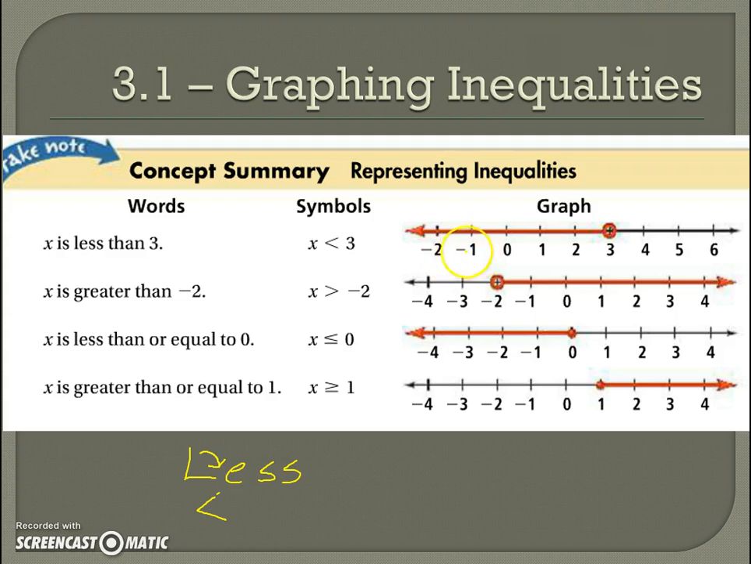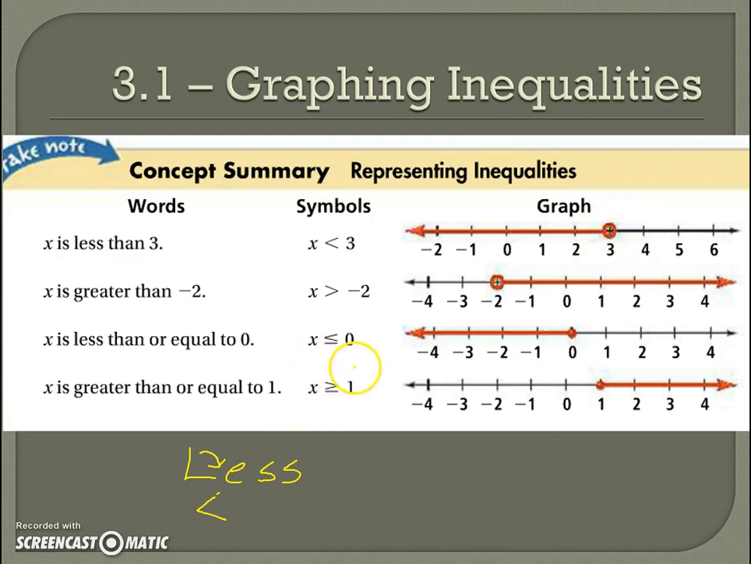Now, the way these graph are like this. If it's less than or greater than, it is an open circle. Now, if you think about that, that makes sense. The reason it is an open circle is because it does not include that specific value. So x is greater than -2. -2 is not included in that, but it's any number that's going to be larger than that, going to the right on the number line indefinitely. Same thing with this less than, right? It does not include the 3.